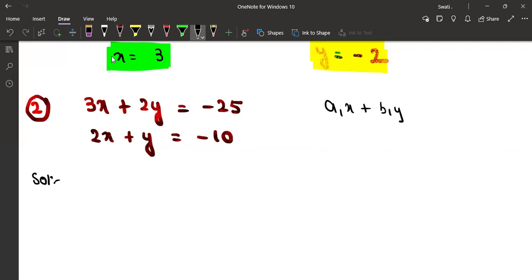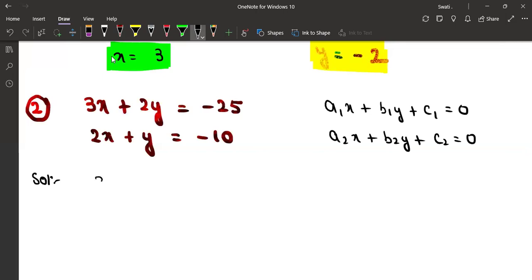a1x plus b1y plus c1 is equal to 0. Where is 0, Manya? Here there is no 0. So will you not shift it first, right? Yes. Okay, let me just write down this also so that you can understand that we want this form first and then only we will start writing the formula.